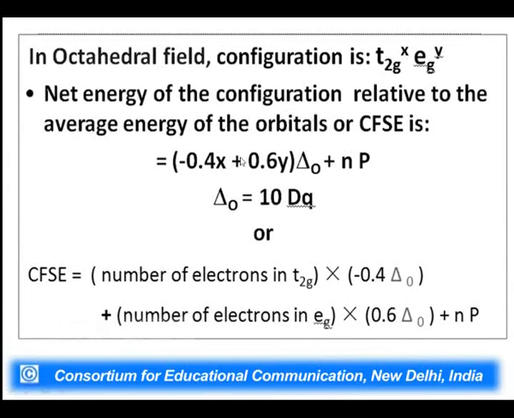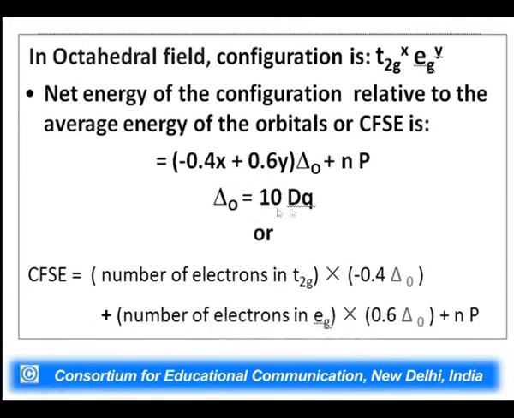x is the number of electrons in the t2g, so it has to be multiplied by minus 0.4, and y is the number of electrons in the eg set of orbitals. Whatever the del O value is, it tells us how much CFSE is coming, and if any pairing has taken place, that has to be accounted for. So, NP becomes the number of paired electrons, how many pairings have taken place.